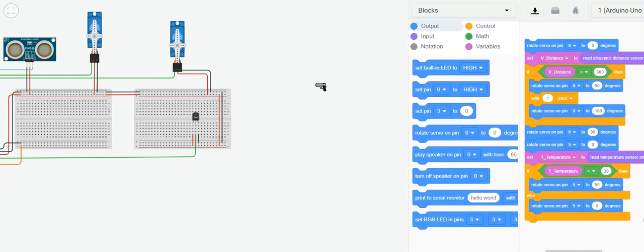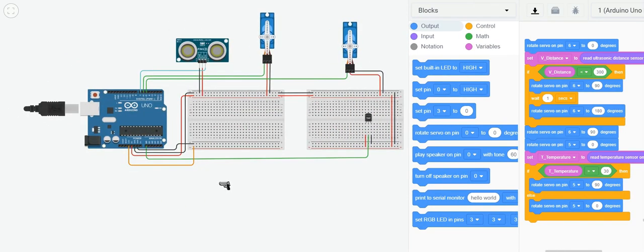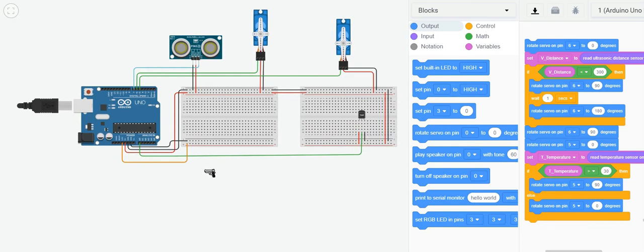So that's it. That's my project 2, the development of a smart apartment window and door using an LDR sensor and servo.